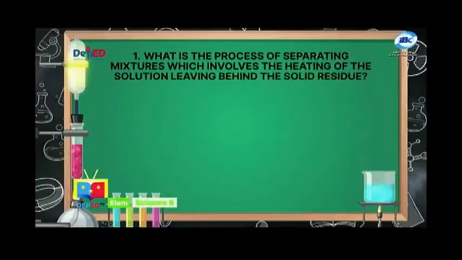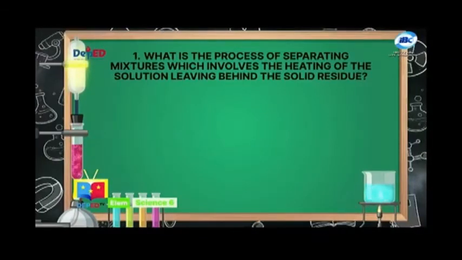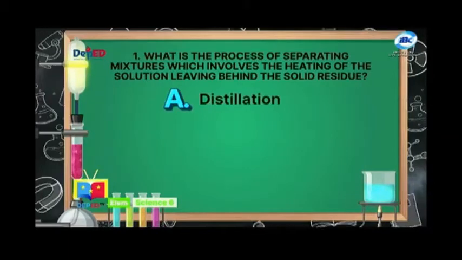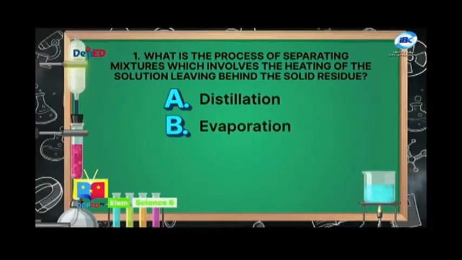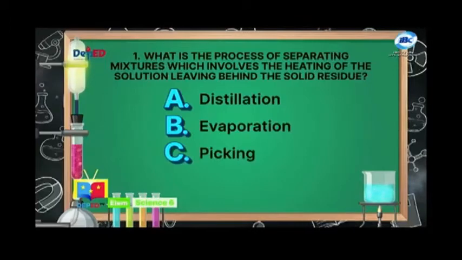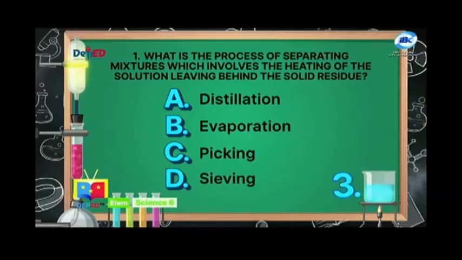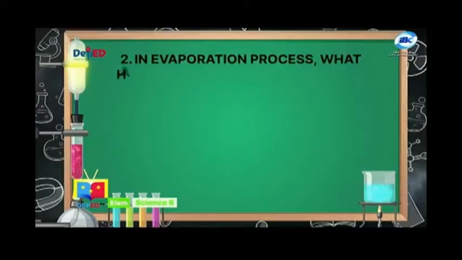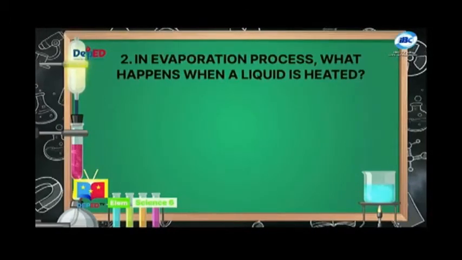Number 1. What is the process of separating mixtures which involves the heating of the solution, leaving behind the solid residue? A. Distillation. B. Evaporation. C. Picking. Or D. Sieving. The correct answer is B. Evaporation.